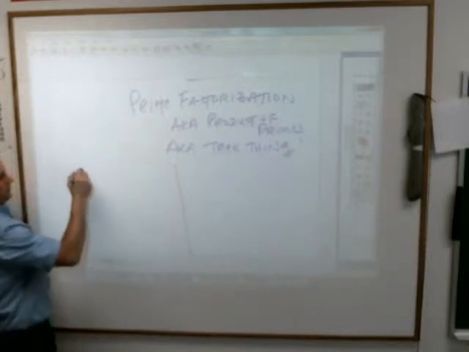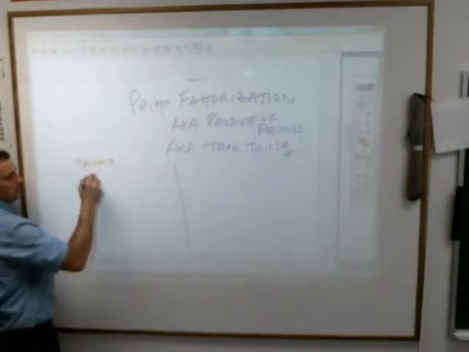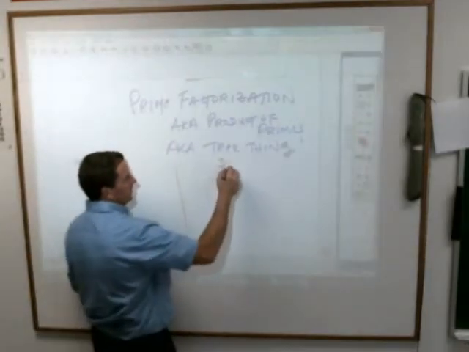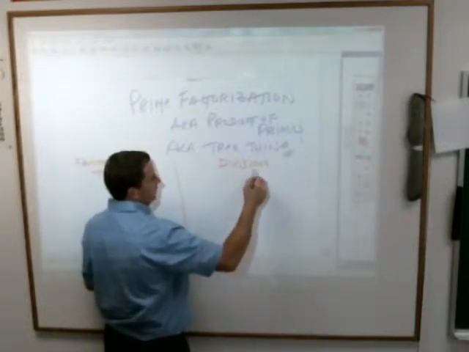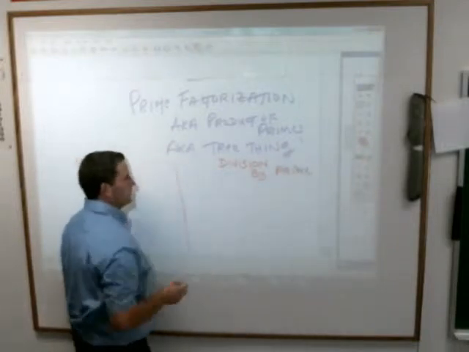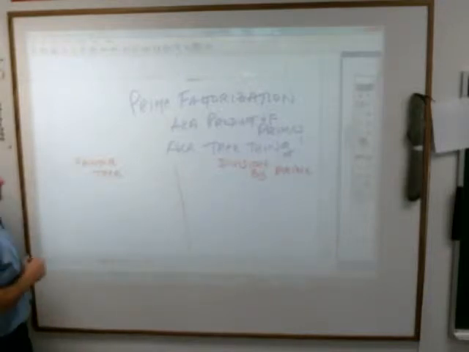One of them is the tree thing, which we call the factor tree. And the other one is called division by primes. You'll get the same answer using both. Sometimes they'll ask you to use one, sometimes the other, and sometimes you'll get to pick which one you like. Okay? But how it works is like this, a factor tree.